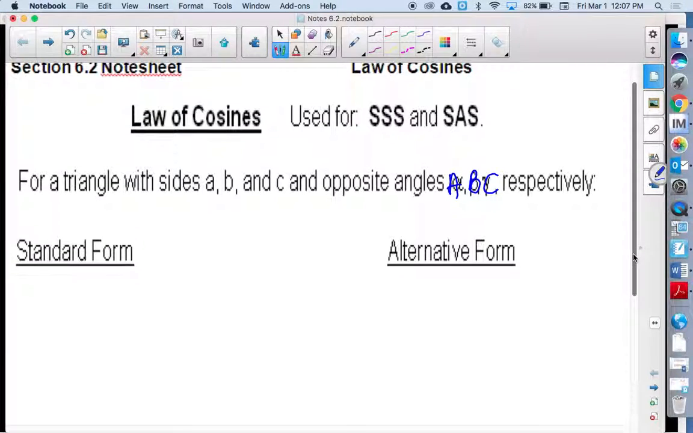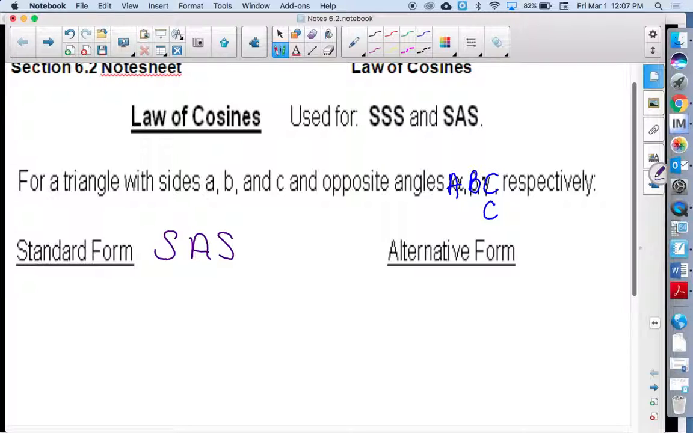There are two forms for this. And the reason there's two forms is because are you solving for an angle or are you solving for the missing side? So depending on what form we're looking at or what information you're given, you'd use one form versus the other. So the standard form is when you're given side, angle, side. So this would be the initial form that was kind of created for the law of cosines.